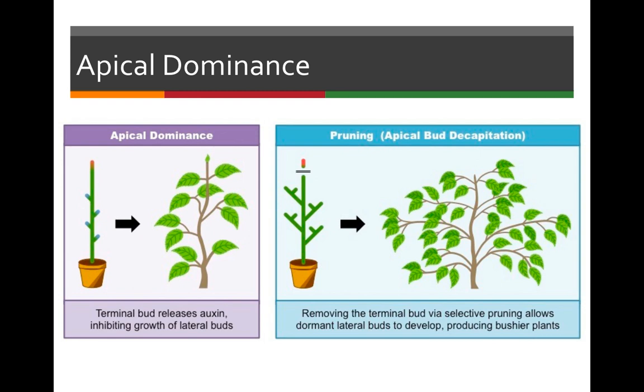Cut off the apical meristem and the lateral buds will grow. The lateral buds will grow. Cut off the apical meristem and the lateral buds will grow, and you'll have a bushy plant. See, isn't that wonderful? Stuck with me for a long time.